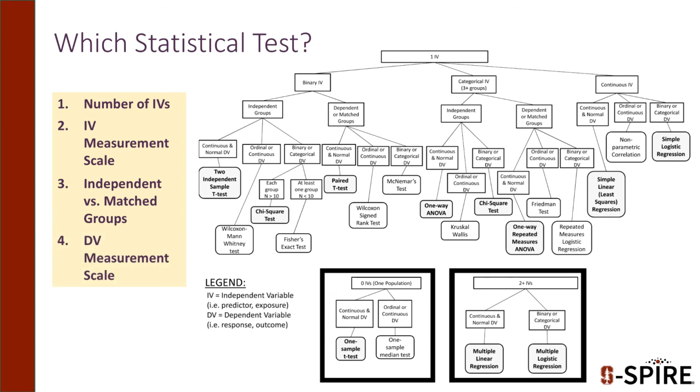Finally, the scale of the dependent variable is important. If you're analyzing a continuous dependent variable, you might consider linear regression, whereas a binary outcome would suggest logistic regression.